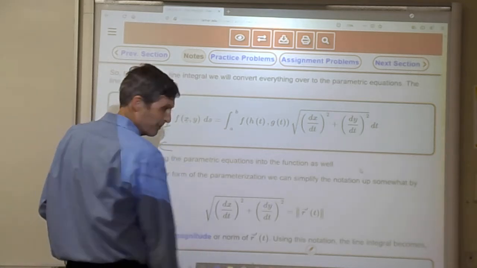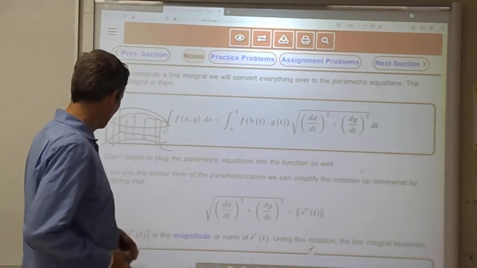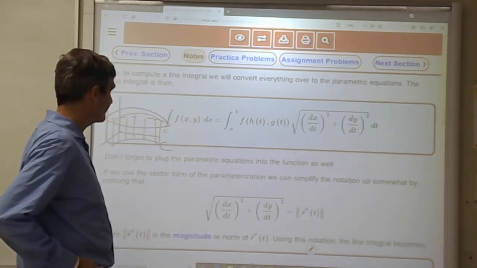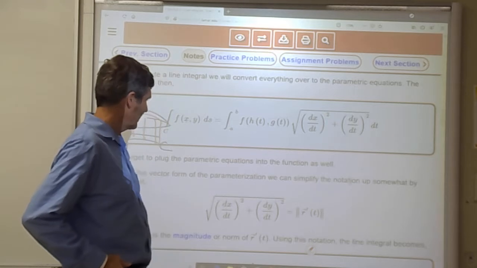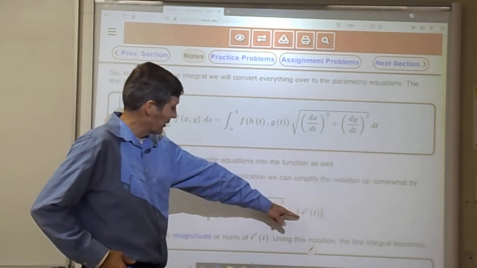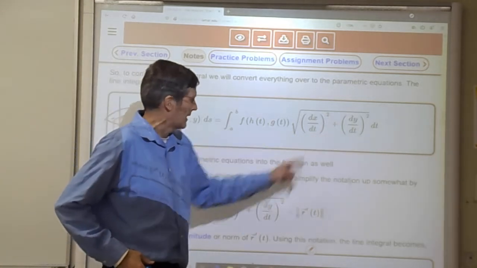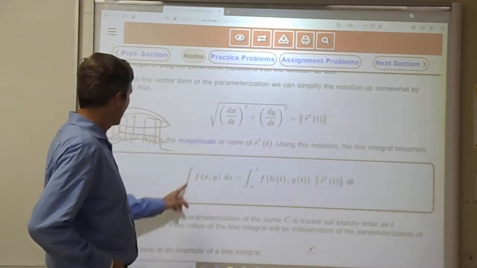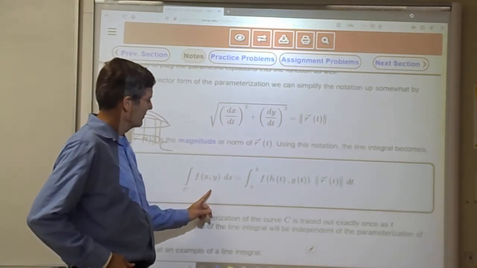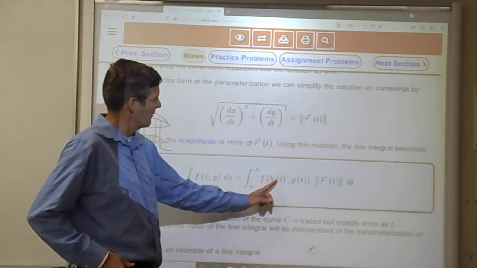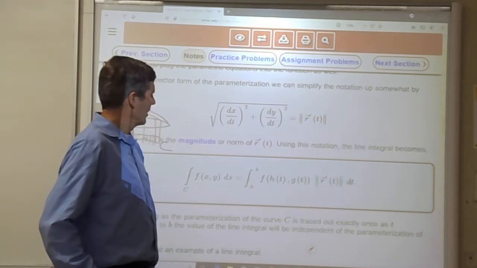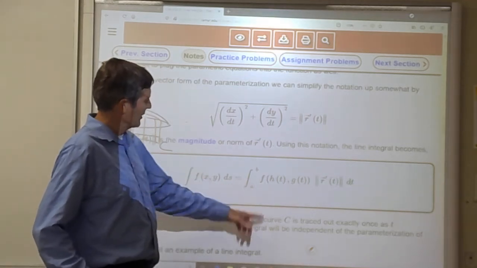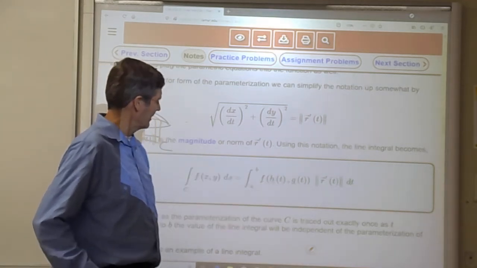One of the nice things about these notes here is you can click on things and get some examples. This square root of dx dt squared plus dy dt squared can also be written as the length of r prime, right? This is r prime's length. And so the line integral can be written in short as f of x of t, y of t, times the length of r prime of t dt, along a parametric curve C equals x of t, y of t.